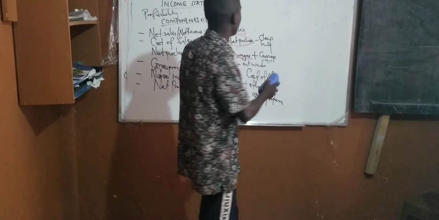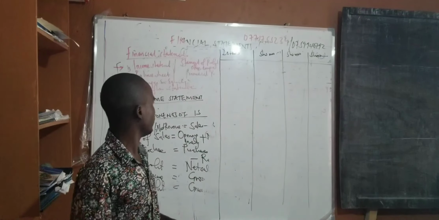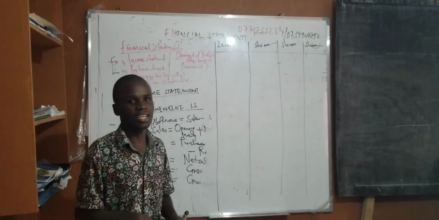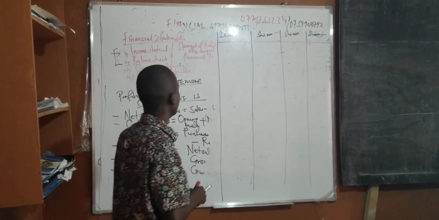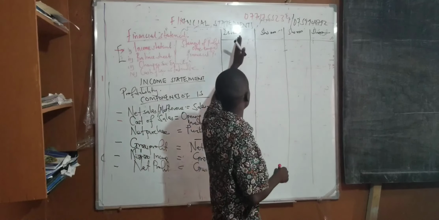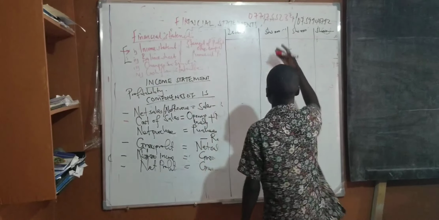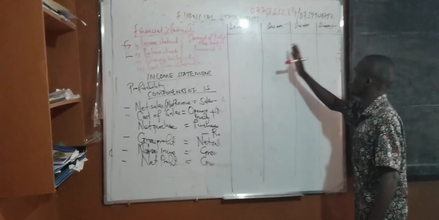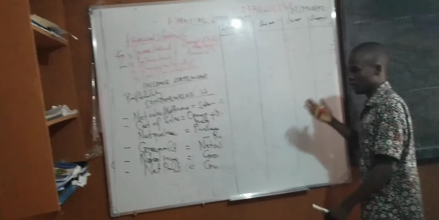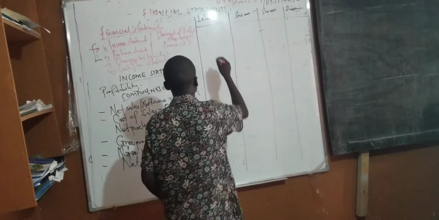Let's quickly look at the format of the income statement. So you may drop this details column, shilling, depending on the country where you are. Now, like me who's in Uganda, we always use shilling. So you may use either 2 columns or 3, depending. So this is the format we begin with.